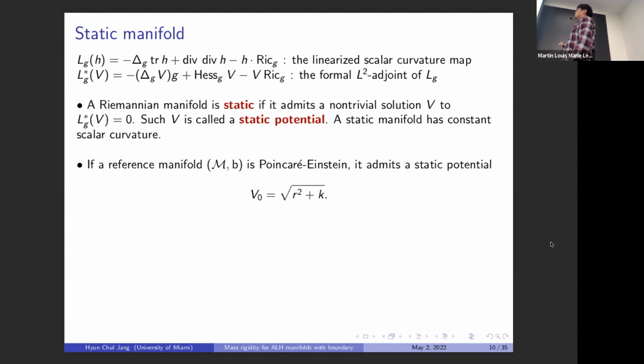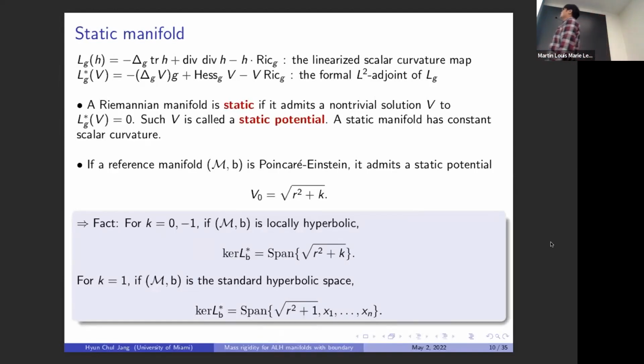And the definition of static manifold is here. A Riemannian manifold is static if it admits a non-trivial solution V to this equation, L_g star V equals zero. Such V is called a static potential. And there's a fact that a static manifold has locally constant scalar curvature. So it's going to have constant scalar curvature on each connected component. That's what I'm saying. And if a reference manifold is Poincaré-Einstein, then it admits a static potential with this function. If you remember, this is the square root of this denominator function in the metric form.